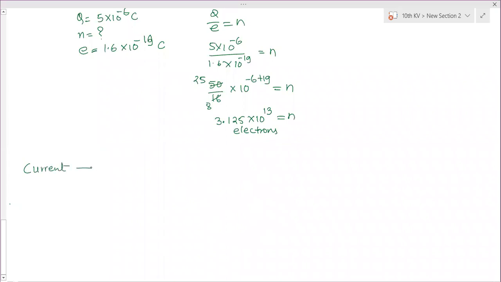So what is current? Current is a physical quantity denoted by the symbol I. I is the symbol used to denote current. Now what does current mean? Current is a measurement of something. So whose measurement is current? Current is the rate of flow of charges.